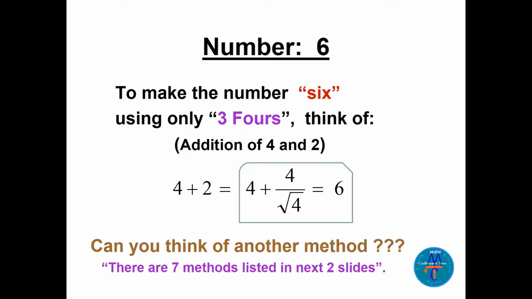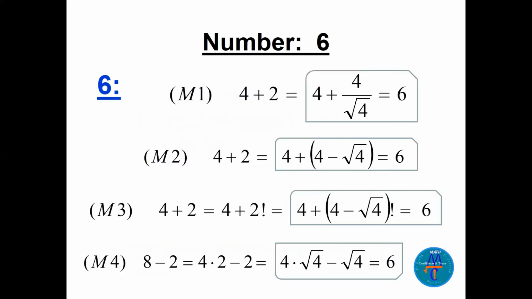So I put here 7 methods. You can pause the video and try 2 methods, 3 methods, 4 methods, and then you can compare. Let's go. So I need the 6 here. So I'm 1, I'm 2, I'm 3, I'm 4. See, in one slide, I put 4 methods.